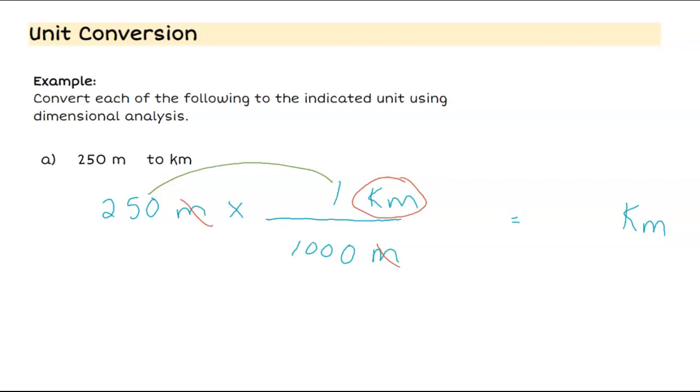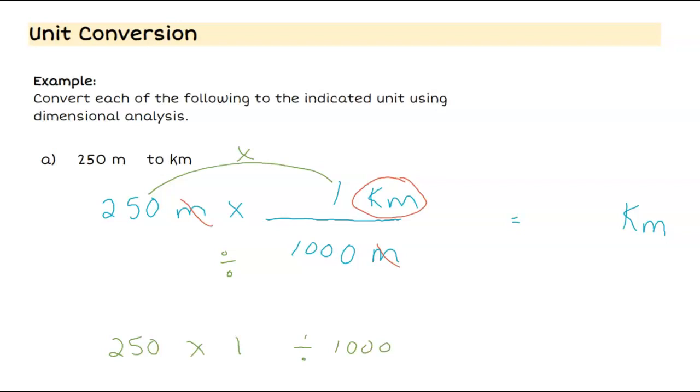So in order to work this out, I would multiply my numerator with my numerator. So in this case, 250 times 1. And then anything that's in the denominator indicates that I'm dividing. That's a division, right? So in my calculator, I would be writing 250 times 1 and then divided by 1,000. And that will give me my answer.